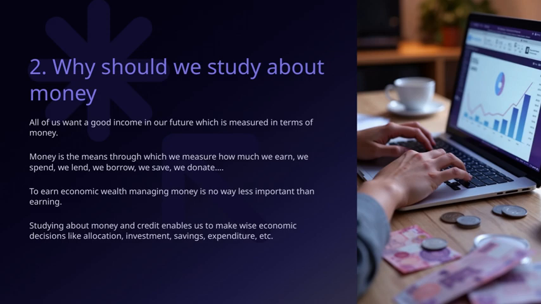Remember, money is the tool through which we measure many aspects of our financial lives. How much we earn, how we spend, what we lend or borrow, how much we save, and even how much we donate. It's a universal language of financial activity. All of us aim for a good income in the future, which is naturally measured in terms of money. That's why understanding money and credit is essential. They help us achieve our financial goals and secure a better future for ourselves.